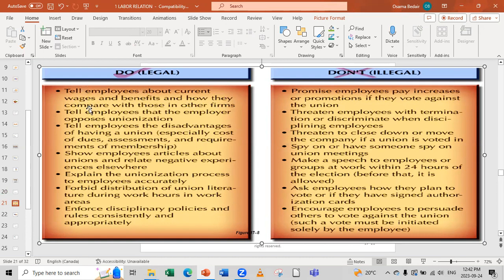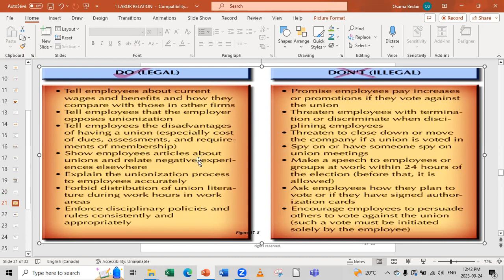These are the legal things. Tell employees that the employer opposes unionization; he doesn't like to be unionized. Tell employees the disadvantages of having a union, for example the cost of dues, assessments, and requirements of membership. These are considered disadvantages of joining the union.